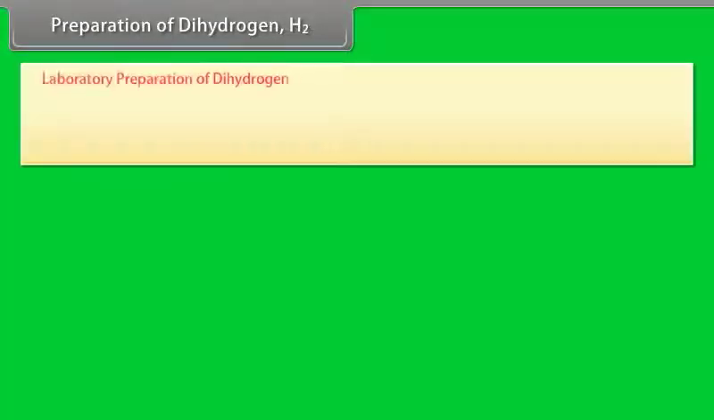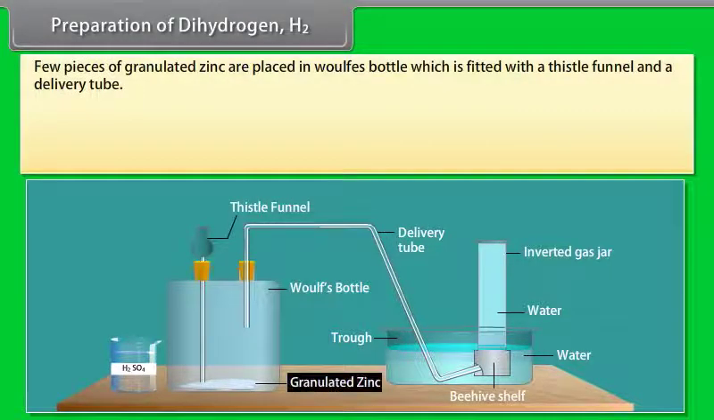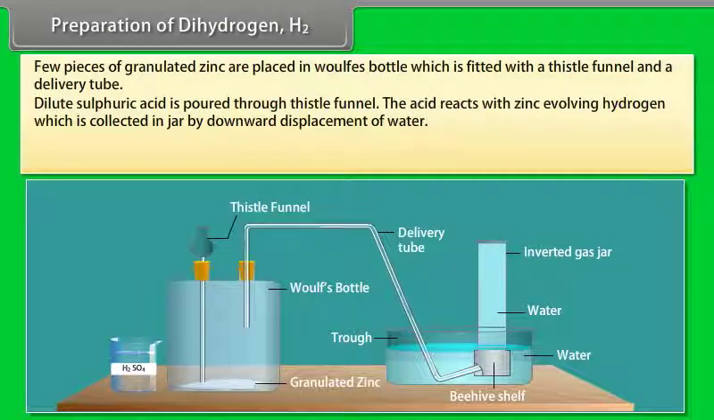Preparation of dihydrogen, H2. Laboratory preparation of dihydrogen. In the laboratory, hydrogen is generally prepared by the action of dilute mineral acids on metals such as granulated zinc. Few pieces of granulated zinc are placed in Woulfe's bottle, which is fitted with a thistle funnel and a delivery tube. Dilute sulfuric acid is poured through the thistle funnel.